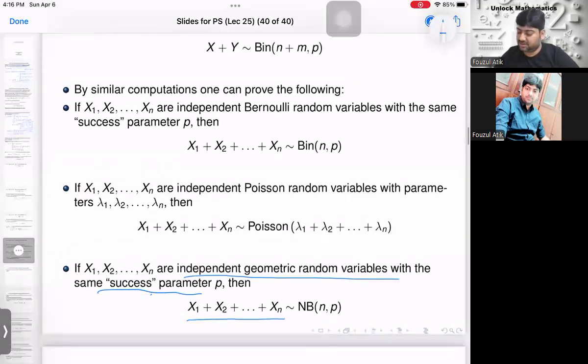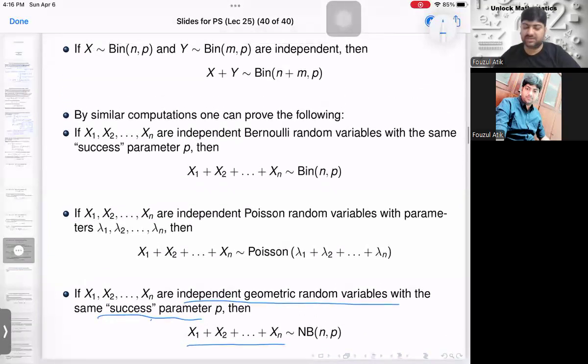Right? So please note down all these sums. At least you should know the statement. And the proof of all these results can be done by using the convolution of their individual PMFs. It can be done, right?